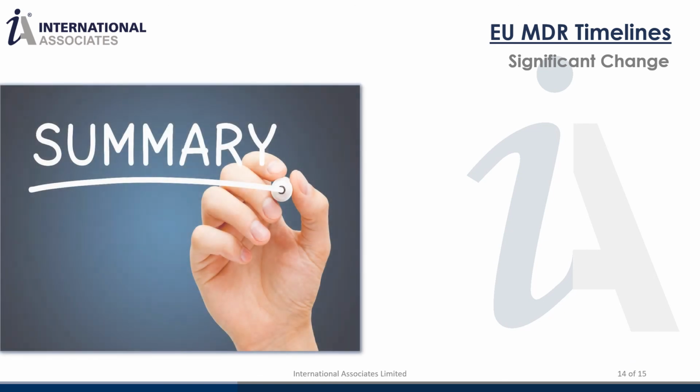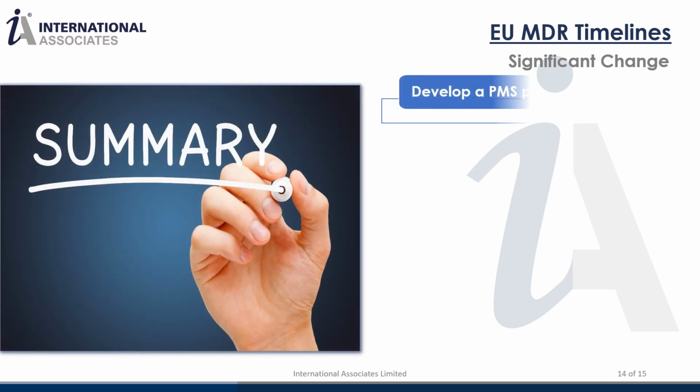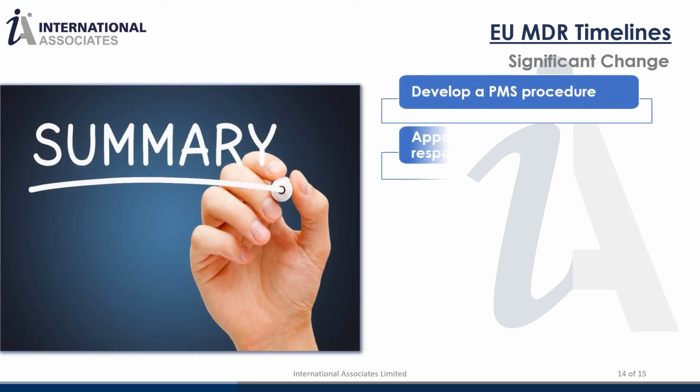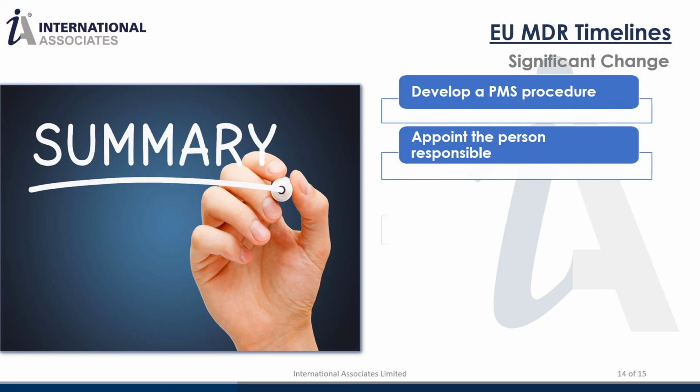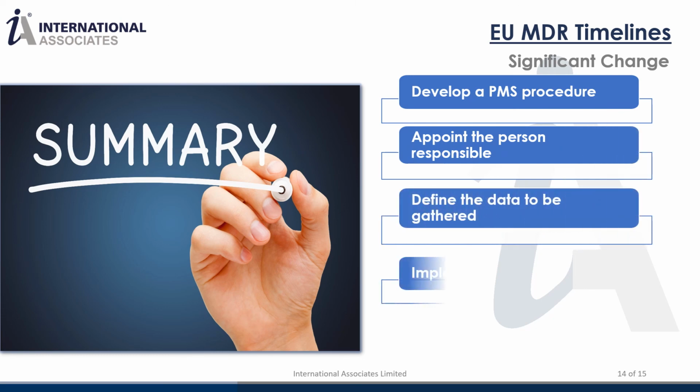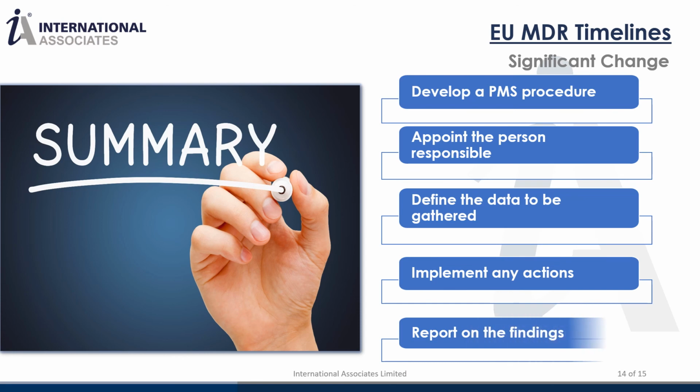To summarize, the key steps to PMS include developing a PMS procedure, appointing the person responsible, defining the data to be gathered, implementing any actions, and reporting on the findings. Remember, when developing and implementing your PMS system, you should consider that you are ensuring that the product remains compliant when it is on the market.